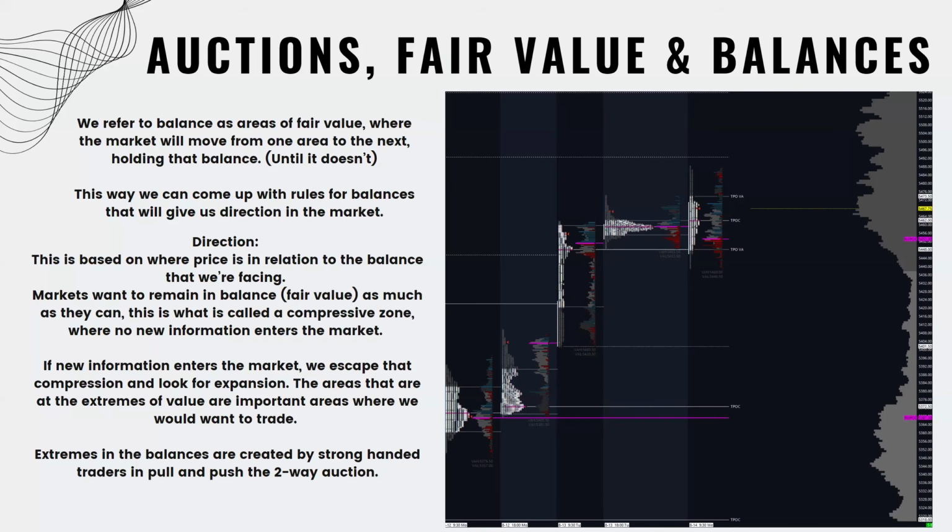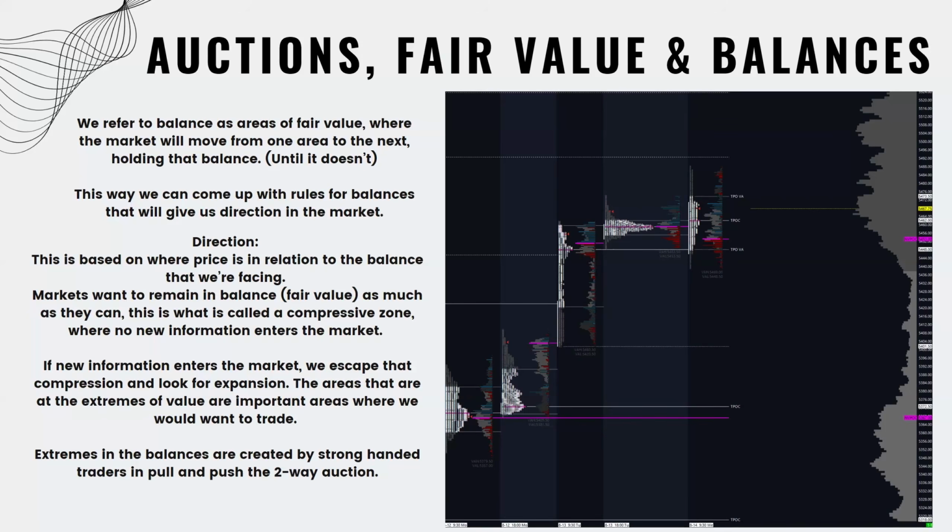So in this way, we can also make up rules for balances that give us direction in the market. Direction is based on where price is in relation to the balance that we're facing. And markets want to remain inside of the fair value as much as they can. This is what we call a compressive zone, where, like I said, there's no new information that enters the market. Should new information enter the market, we get an expansion.